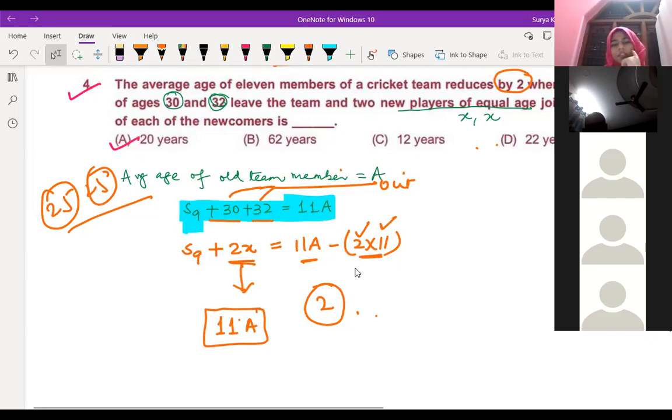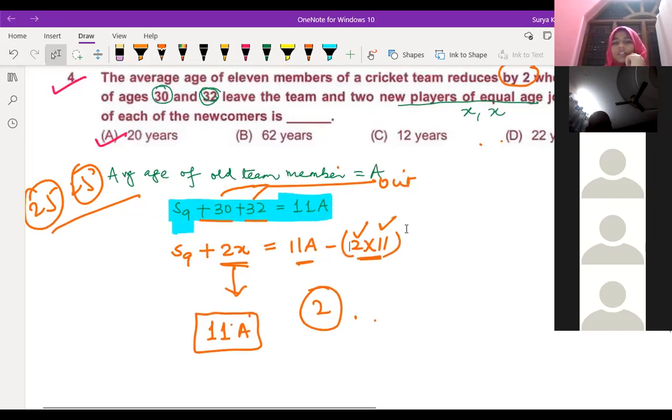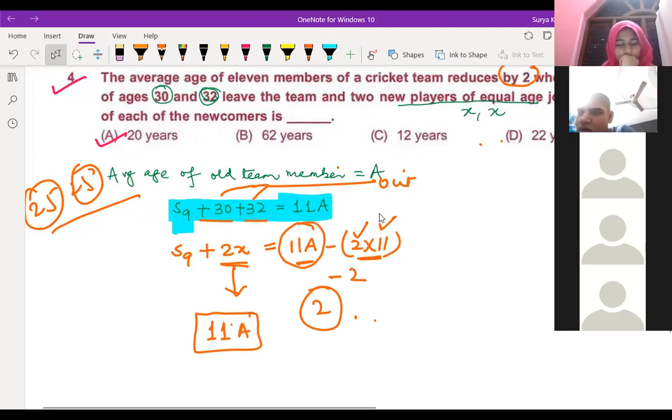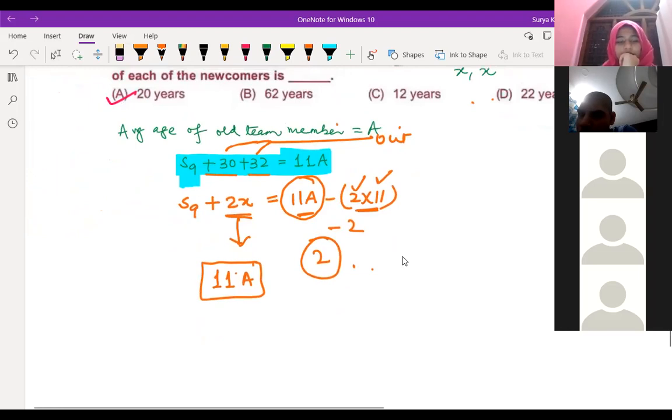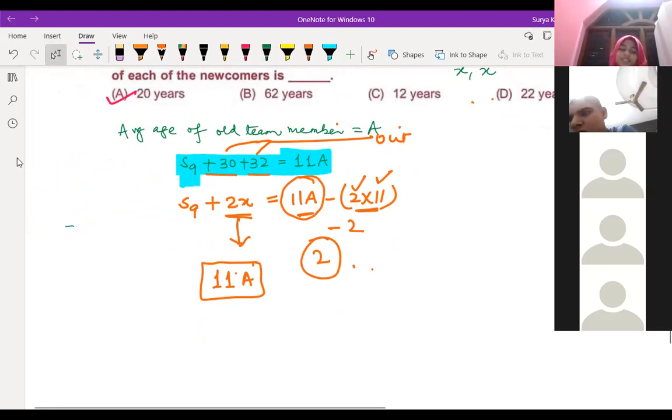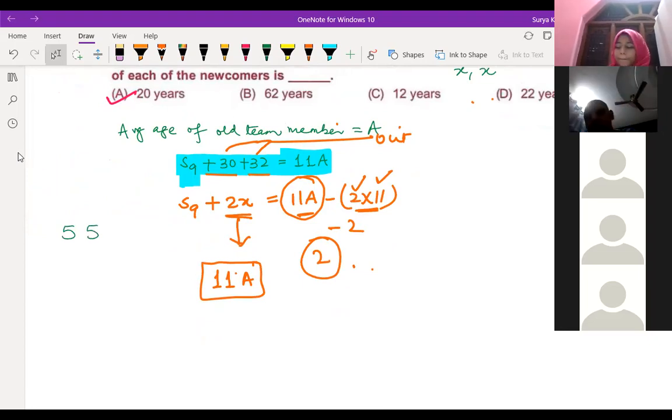Here you are just getting confused by "reduces by 2". Why are we not writing only minus 2, right, Hania? Why are we writing into 11? Correct. See, Hania, this 11 is nothing but the average. Average means complete people, and the complete people's average is reducing by 2. If you reduce only 2 from them, what will happen? I understood now.